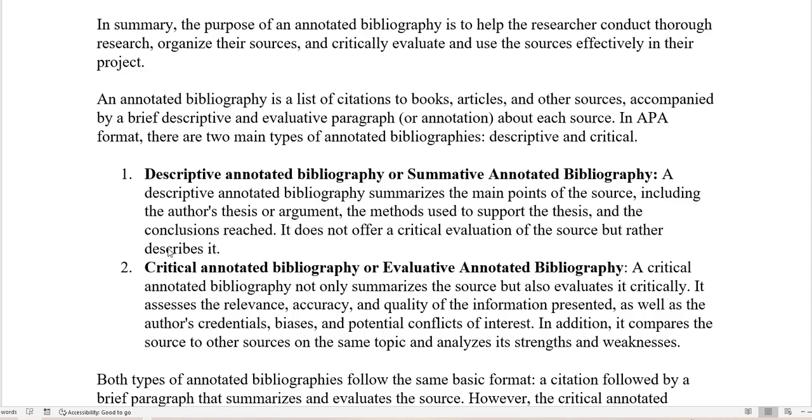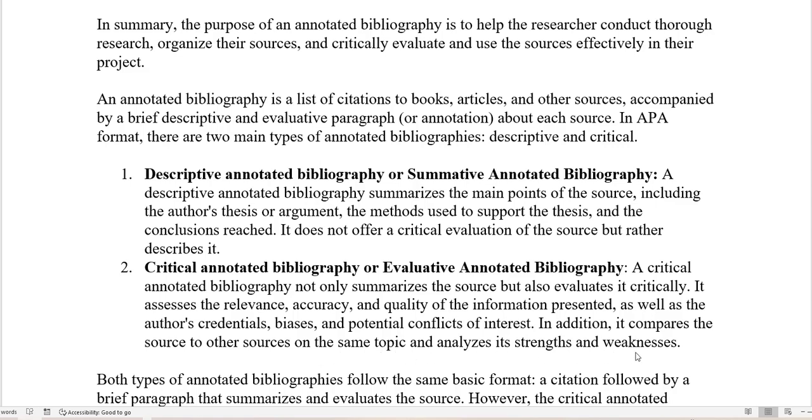Another kind of annotated bibliography is known as either a critical annotated bibliography or evaluative annotated bibliography. A critical annotated bibliography not only summarizes the source, but evaluates it critically. It assesses the relevance, accuracy, and quality of the information presented, as well as the author's credentials, biases, and potential conflicts of interest. In addition, it compares the source to other sources on the same topic and analyzes its strengths and weaknesses.